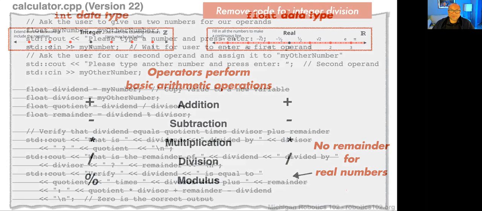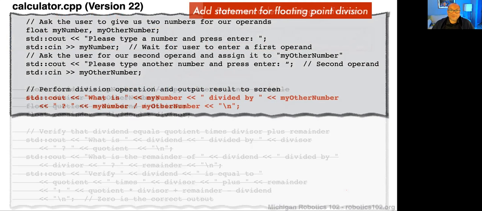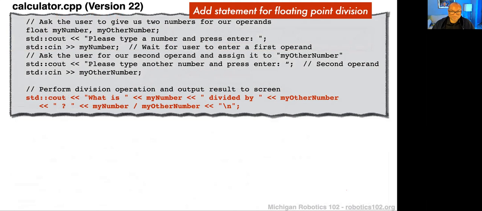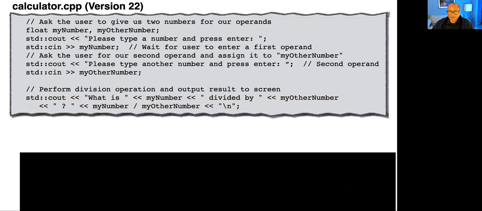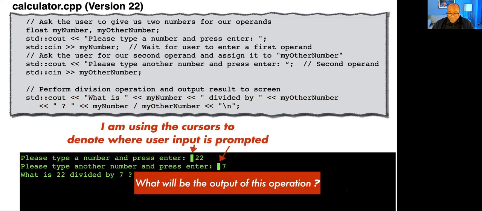But what we're going to do is pull all this code out. We're going to remove this code for integer division and just replace it with a very simple one line. It's just going to be my number divided by the other number. And because these are floats, we're going to get our nice floating point division. And we run our code right here.